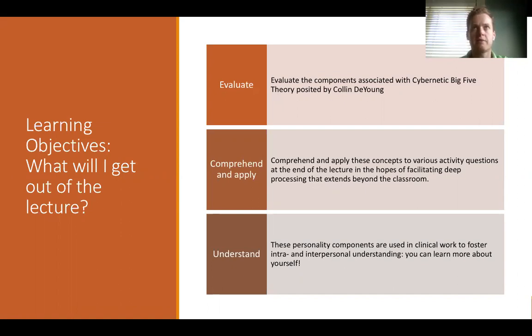As we've talked about, I like for these lectures to have components that you're able to take away and use. I want them to be purposeful. I want you to feel like you've gained something out of these. So what will you get out of this one? First, I want to go over the cybernetic Big Five personality theory. With that, we're going to go over what cybernetics are, how it relates to Big Five, and what the differences are between this and the regular Big Five personality theory.